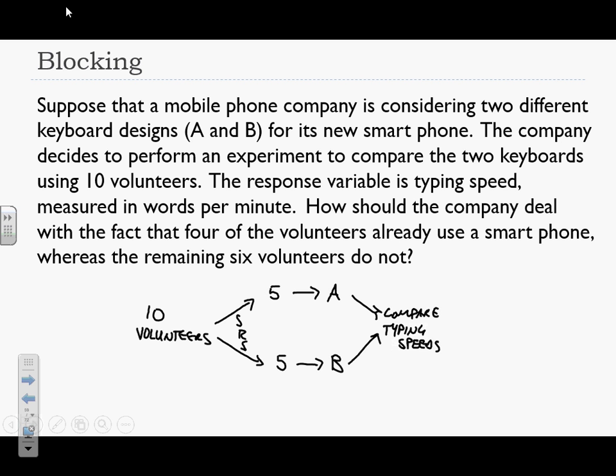Now, if I were to simply randomly select 5 volunteers into each group, those 4 smartphone users might all end up in group 1, which means when we get to the end, if they were faster at typing, we won't know if that's because 4 of the 5 already knew how to use smartphones, or because that keyboard is better for faster typing. Does that make sense? So here we have some information beforehand that we know part of our sample will probably react differently to what we're trying to do here.